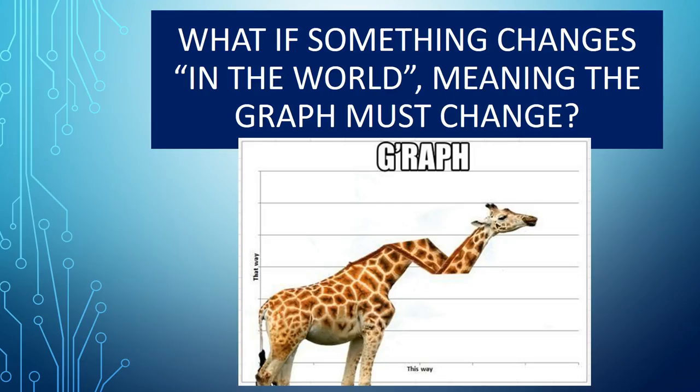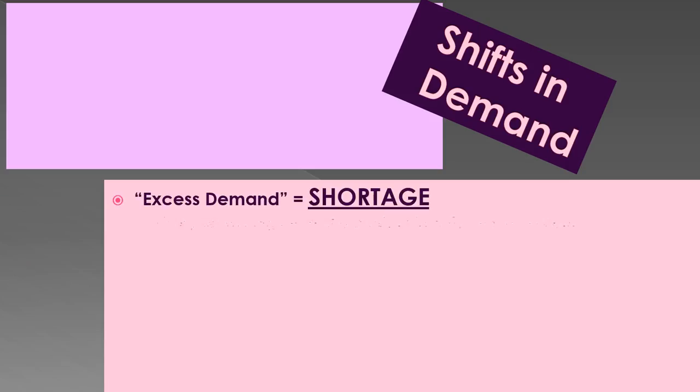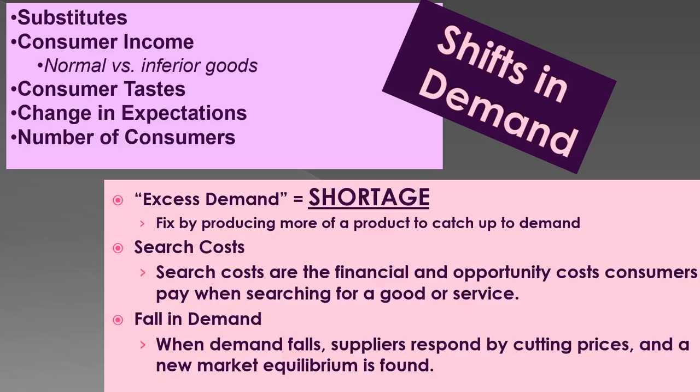Well, that's all well and good, but just like we talked about yesterday with changes in supply and changes in demand, if something changes in the world, you gotta change the whole graph. So as a quick review, things that shift demand: we have substitutes, consumer income, remember normal versus inferior goods that we talked about, changes to consumer taste, changes in expectations, and changes in the number of consumers either increasing or decreasing. Remember, we also said excess demand is shortage.